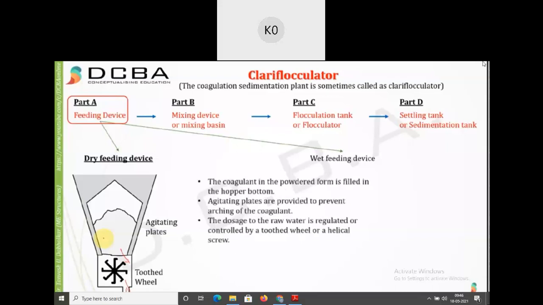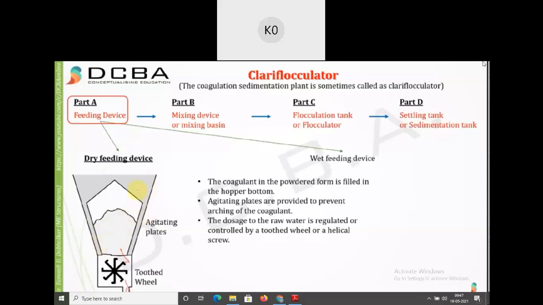The coagulant in the powdered form is filled in the hopper bottom. Agitating plates are provided to prevent the arching of the coagulant. Arching is basically that any powdered form, even the flour at our home, when it is kept for a very long time and some moisture gets collected, then it gets a little bit hardened. So it should not be settled there for a long time. Hence, these agitating plates are there, which keep the coagulant moving and thus prevent the arching action.